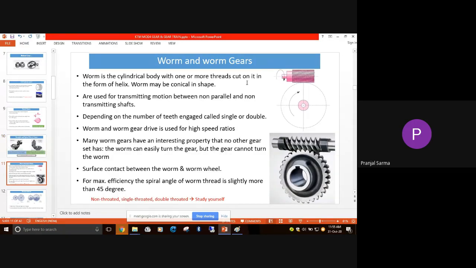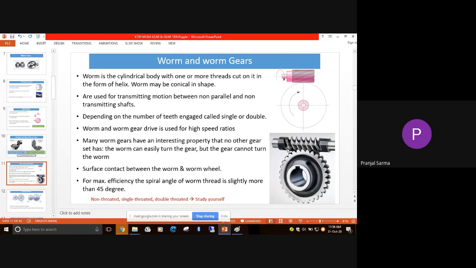But sometimes there is also surface contact, which is the case with a double-throated worm and worm wheel. So what is this worm and worm gear? The worm is a cylindrical body with one or more threads cut on it in the form of a helix. This portion is the worm, and this is known as the worm gear or the worm wheel.